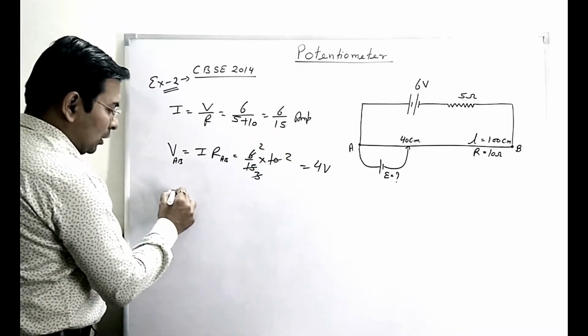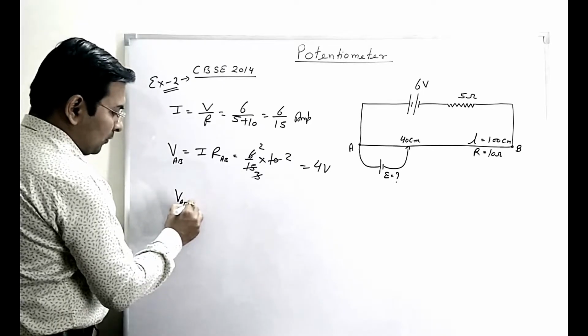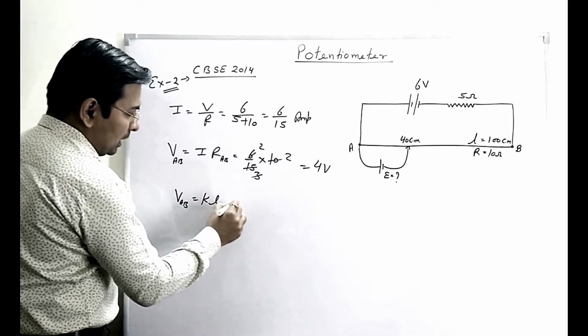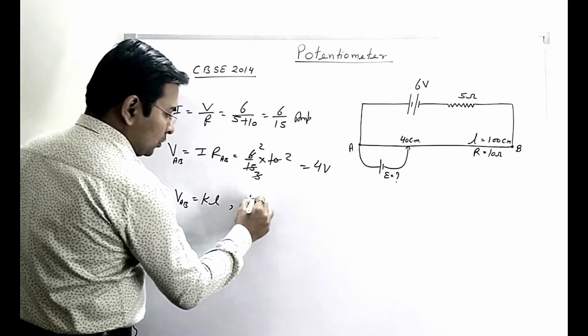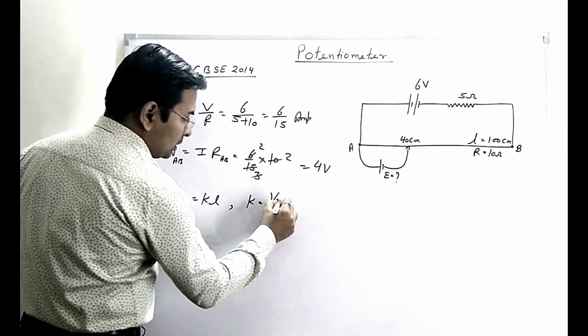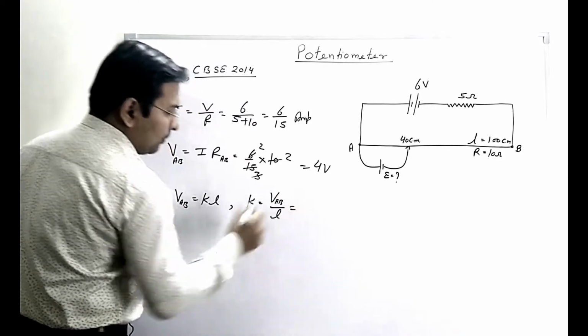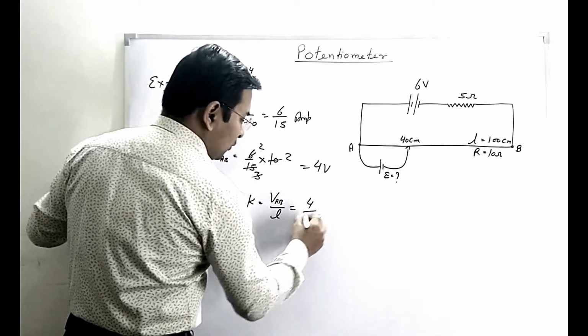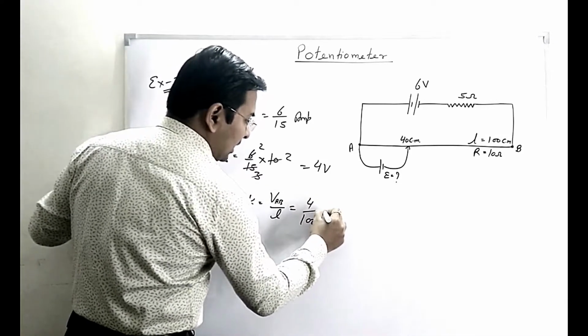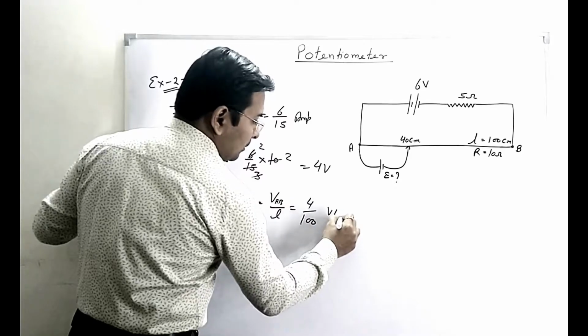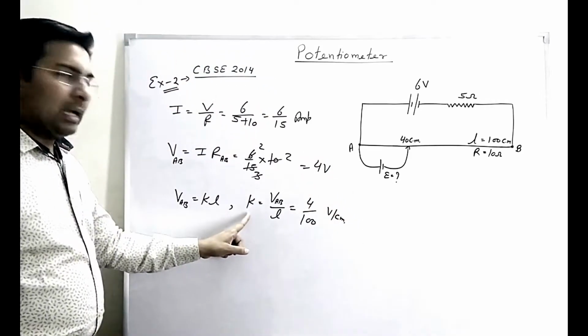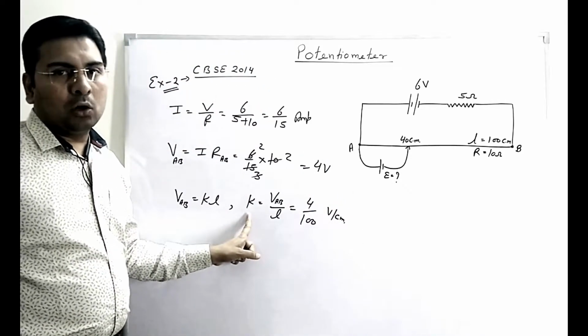Now for finding the value of K, we can use the formula VAB equals KL. So K will be equal to VAB upon L. VAB is 4 and L is 100. So it's this volt per centimeter. So in this way we have calculated the value of K.